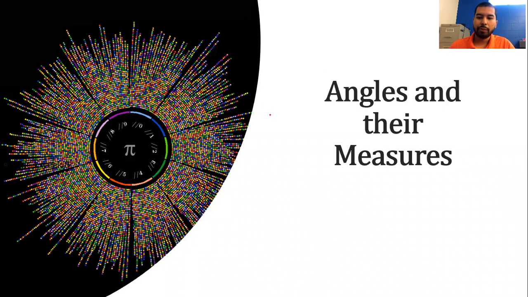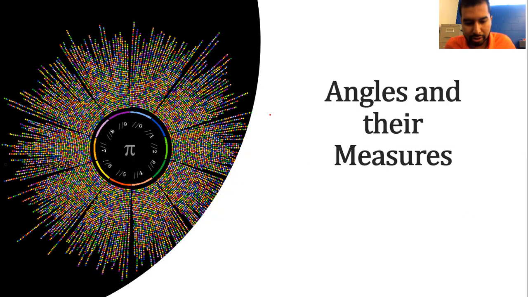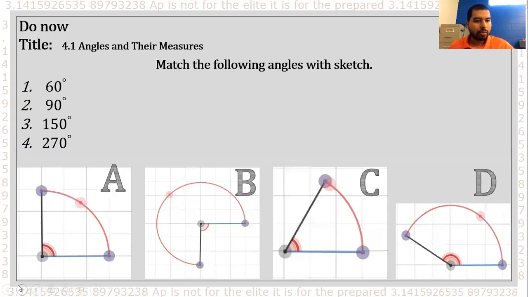Hello everyone. Today we're going to learn about angles and their measures, and specifically, what are angles? So what I want you to do right now is use what you already know, whether it is from geometry, physics, or whatever the case may be. I want you to match these angles, A, B, C, D, with these numbers 1, 2, 3, 4. So pause the video and give those a try. What would you say are their matches? Pause the video, give it a try.